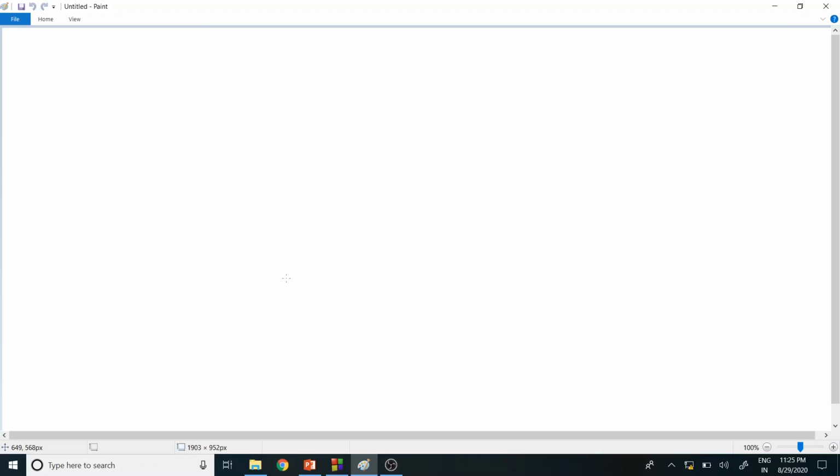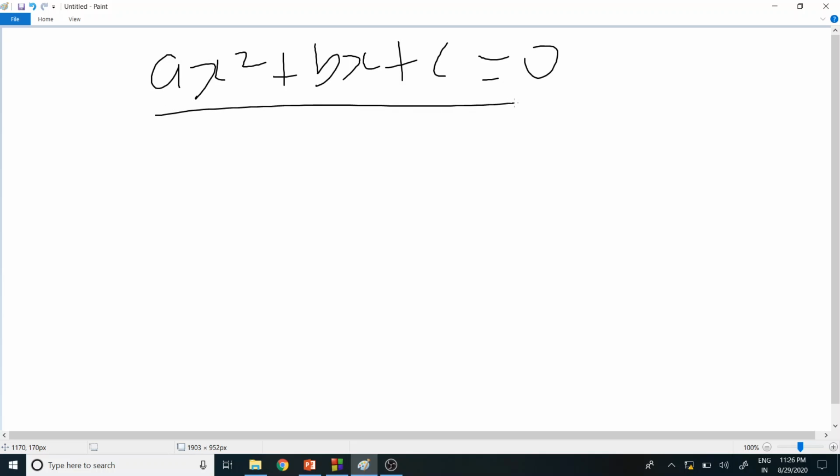So for quadratic equations, I'm going to take a simple quadratic equation as ax square plus bx plus c equal to 0. I'm going to take this simple equation and find the roots of these equations with the help of the quadratic formula.